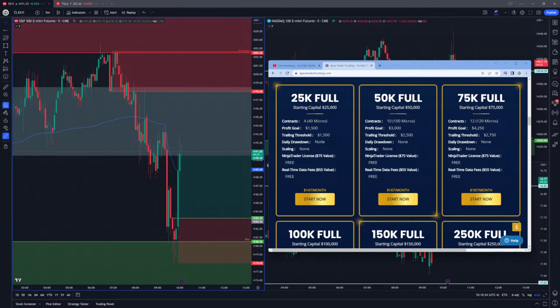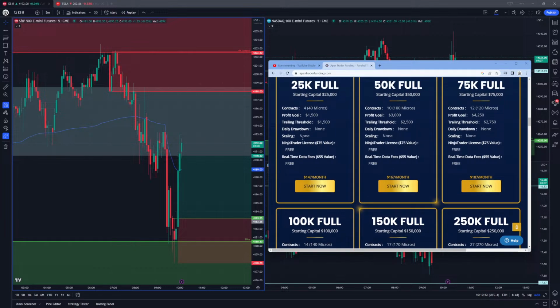And what's great too is that because it's more aimed towards new traders, if you blow the eval that you paid $40 for and you lost 1,500 on that, you're not really down 1,500. You're just down the 40. You just have to reset the account and try again. That's the best part.